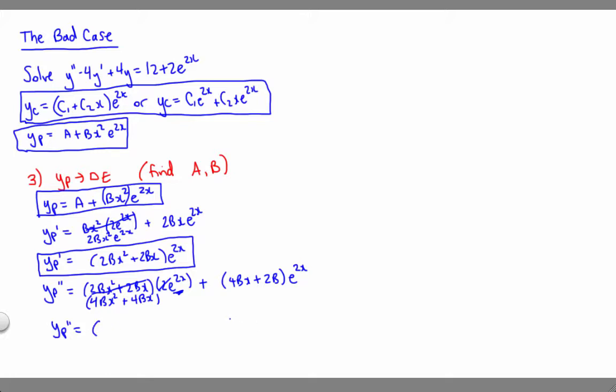So pulling the e to the 2x out at the back, what would we have? We'd have 4bx squared plus 4bx, all times the exponential, and then we've got a couple more terms coming up. We've still got plus another 4bx plus 2b times the exponential. All right, so let's write a fully simplified version of this, just right beside here. If we simplify those coefficients, 4bx squared plus 8bx plus 2b, all times the exponential.